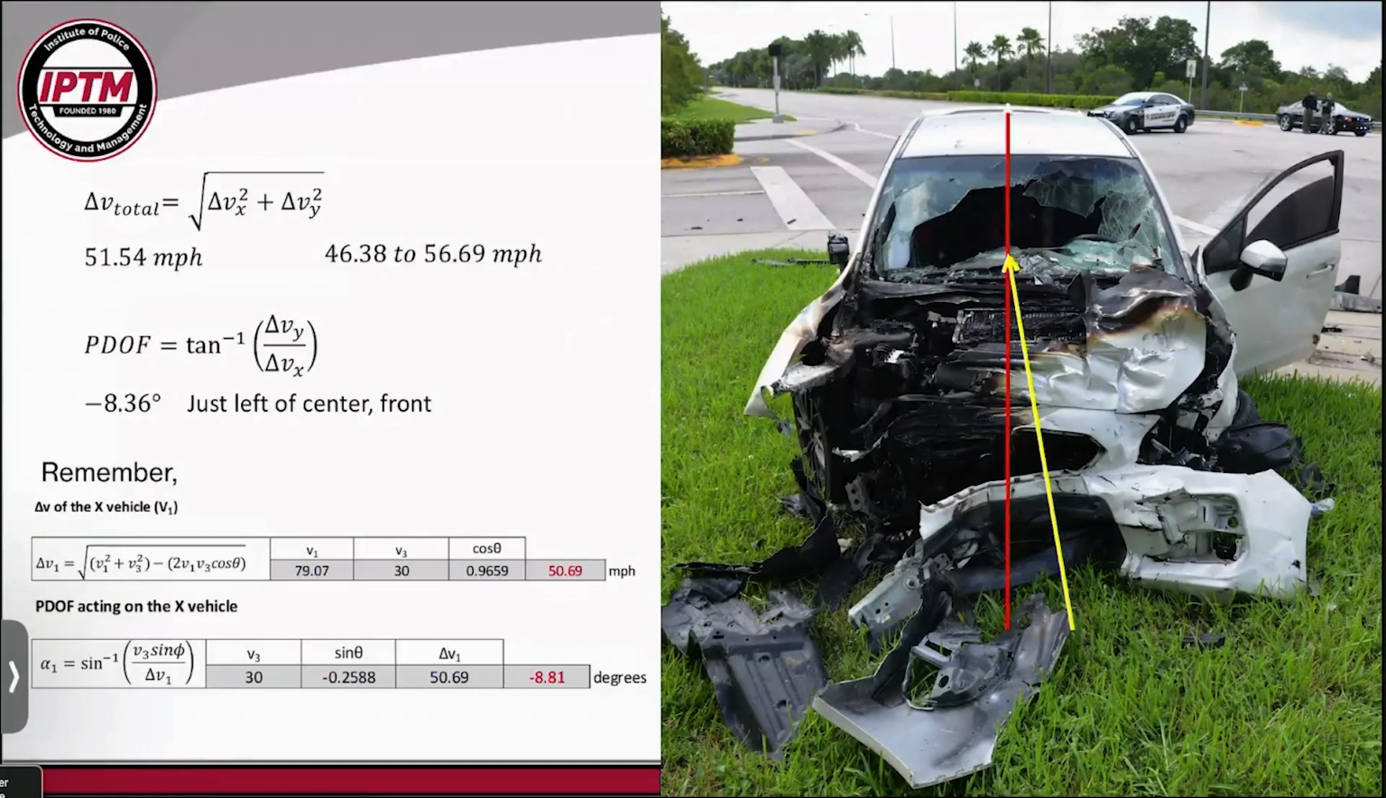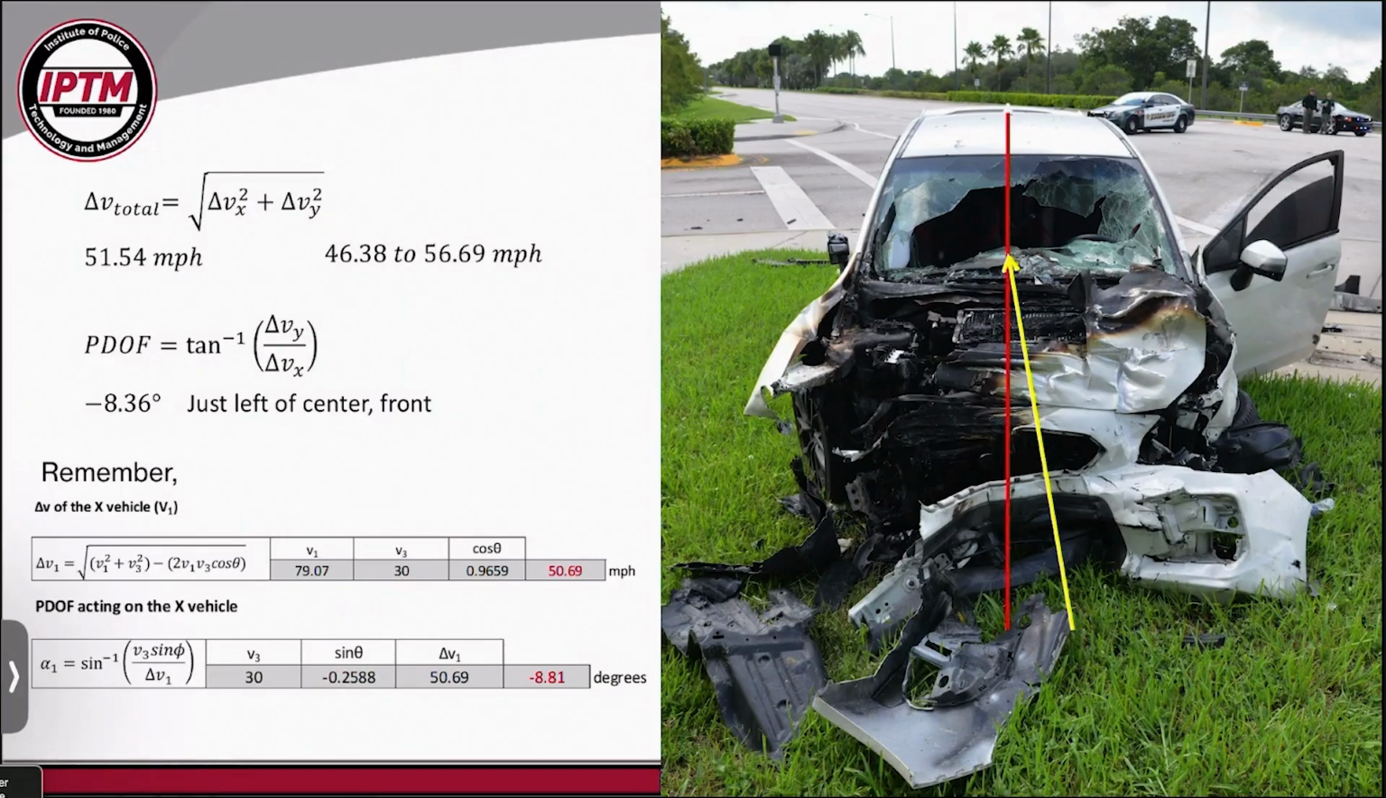First, we're going to use those two numbers, the delta V on the x-axis or longitudinal axis, and on the lateral axis, and combine them to get a total delta V. And we see here that we get 51.54, or 51.5 if you want to just truncate it there.